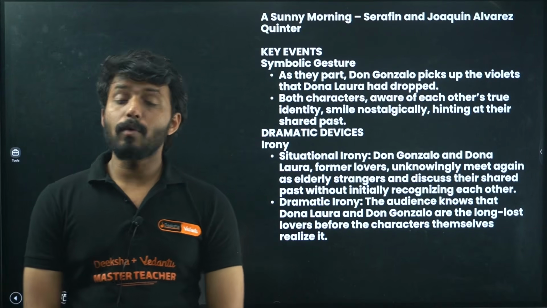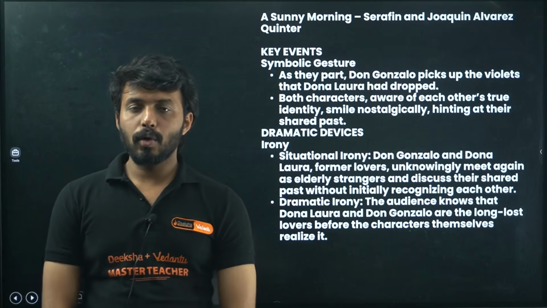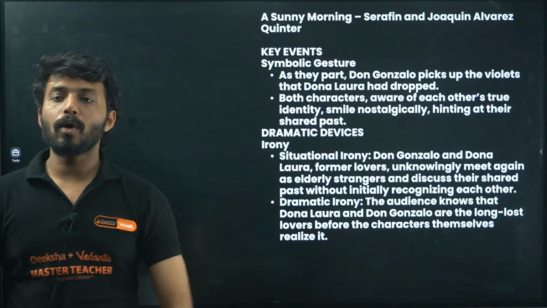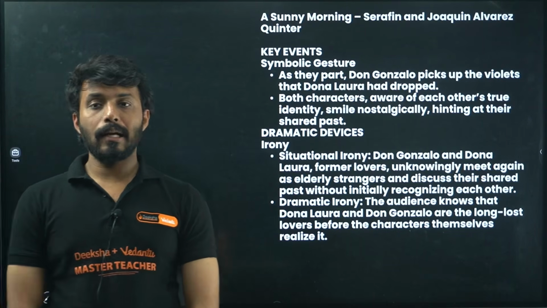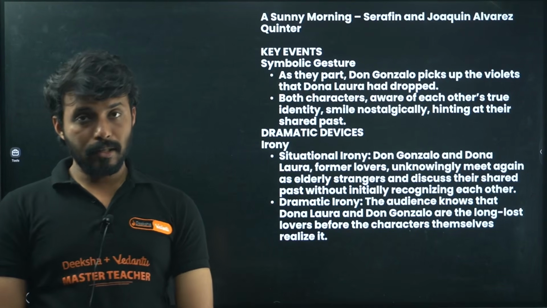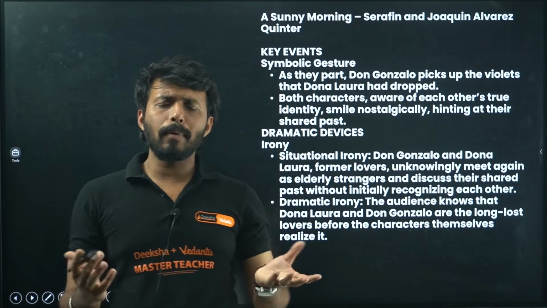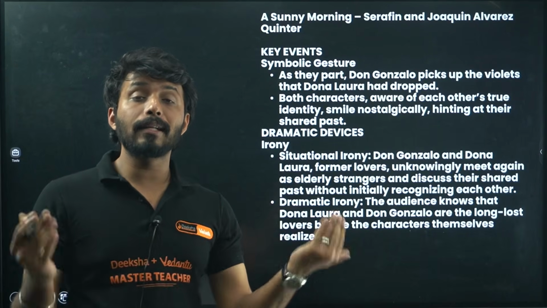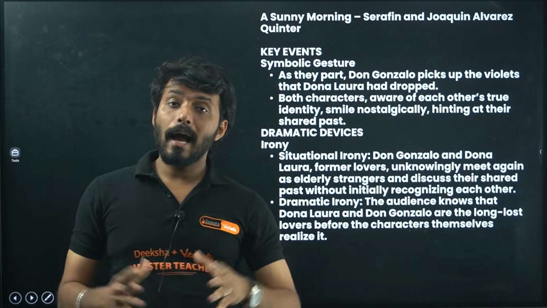Dramatic devices. So the most important dramatic device used in the play is irony. Okay, so you have situational irony as well as dramatic irony. Situational irony meaning Don Gonzalo and Donna Laura, former lovers, unknowingly meet again as elderly strangers and discuss their shared past without initially recognizing each other. So they both meet each other, they both talk about their similar past, the same stories. Only halfway through the play do they realize that the other person is the long lost lover they are talking to. Okay, and that is ironic.